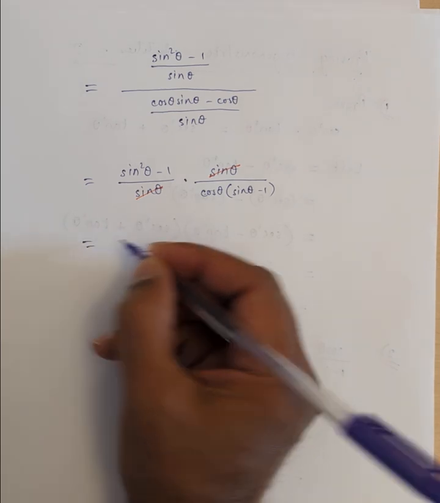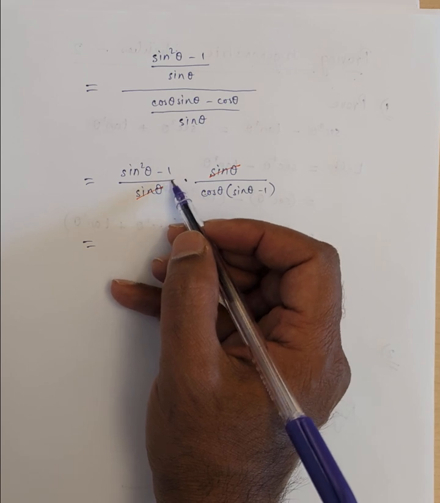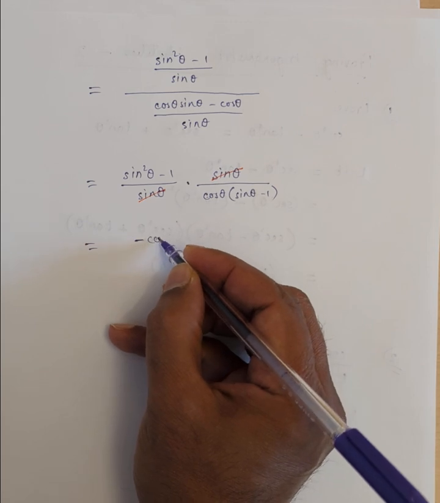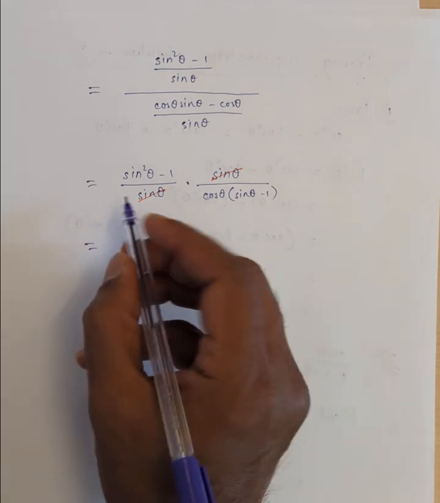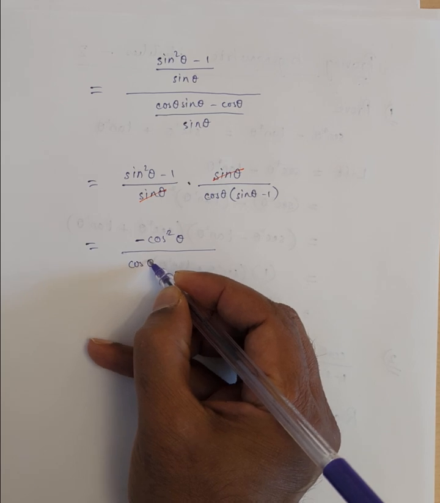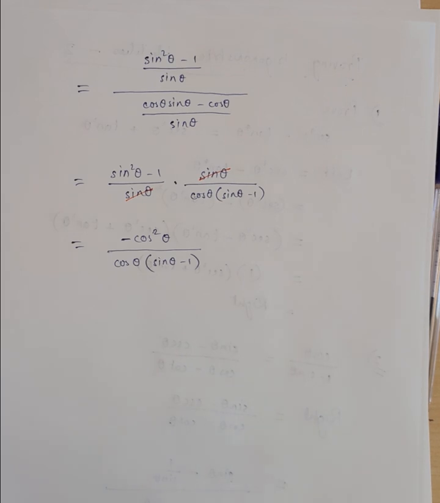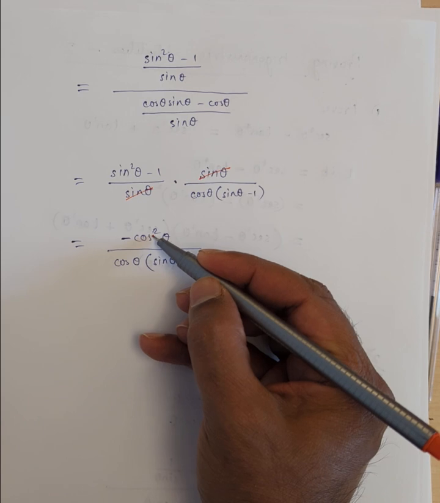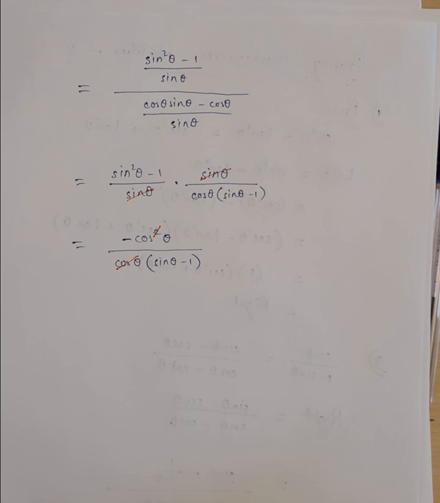Now, the numerator is sine square theta minus 1. Sine square theta minus 1 is negative cos square theta, because 1 minus sine square would be cos square. This is coming from the Pythagorean identity. Divided by cos theta times sine theta minus 1. Now if I cancel out one of the cosine theta in the numerator with the one in the denominator, I get negative cos theta over sine theta minus 1.